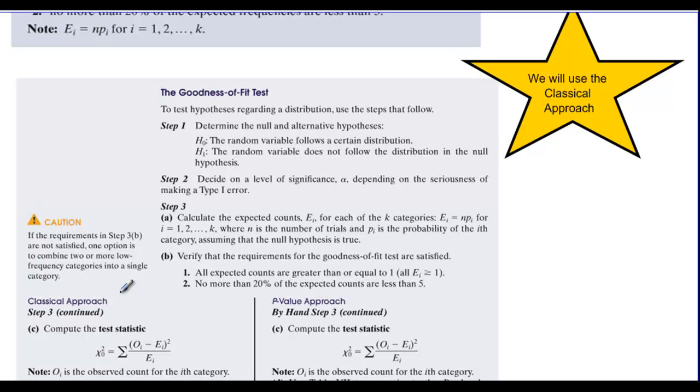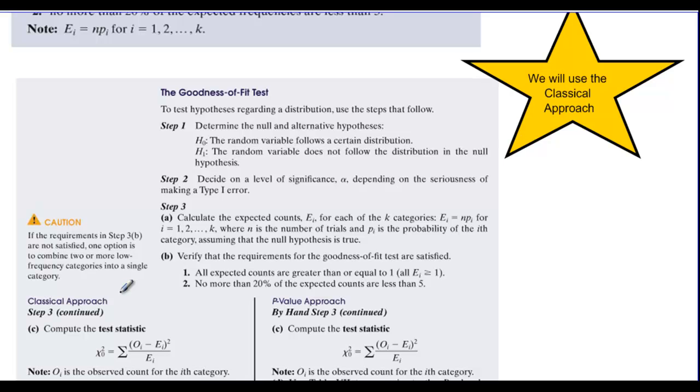So for step 1, we're going to determine the null and alternative hypotheses. Well, these are pretty easy. The null hypothesis is just that the random variable follows a certain distribution. So this is typically like what would be advertised for the proportion of colors, or what a school currently thinks their age distribution is, things like that. And then H1, the alternative hypothesis, is that the random variable does not follow the distribution in the null hypothesis. I do want to make a point here that we can only determine if it follows a distribution or if it doesn't follow a distribution.